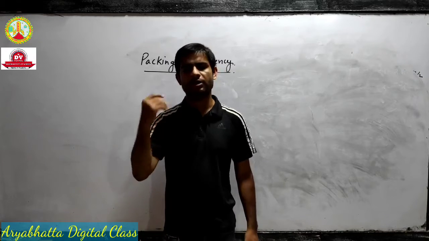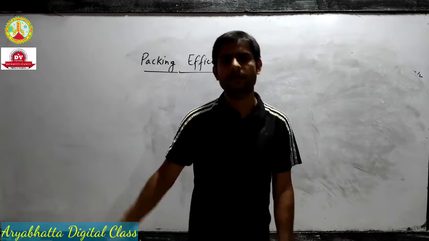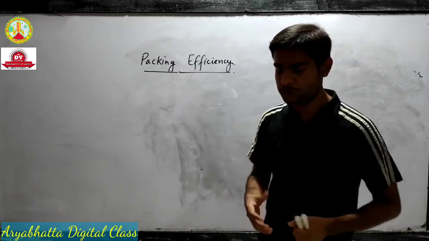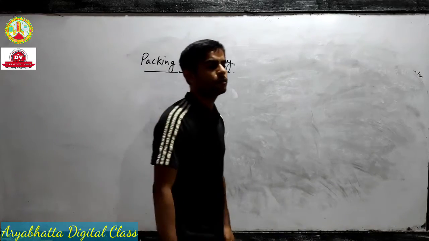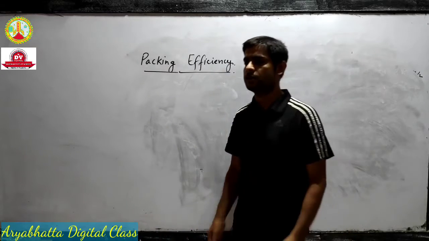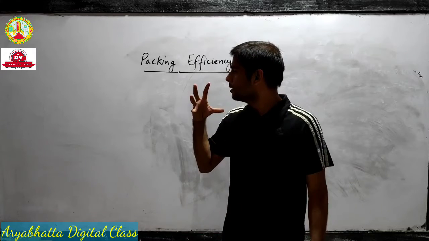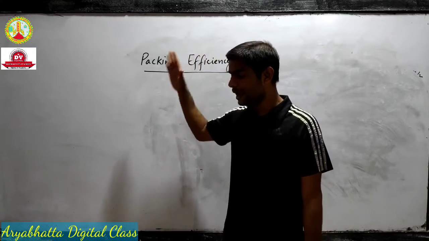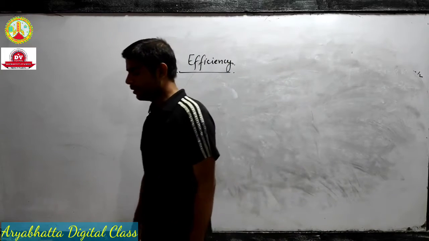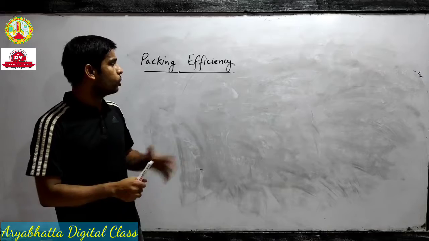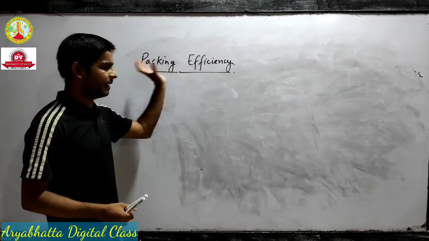Body centered cubic lattice, face centered cubic lattice, and in packing we have seen hexagonal close packing and cubical close packing. Since we have different kinds of arrangements, we will check what kind of arrangement has greater efficiency. Now, what do we mean by efficiency actually? What is efficiency, and then we will see what packing efficiency is.